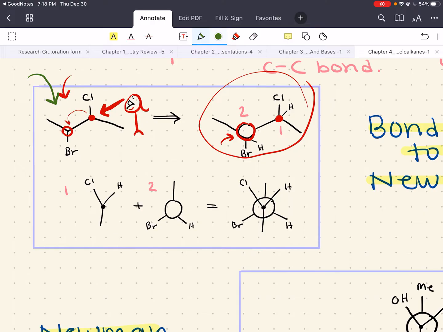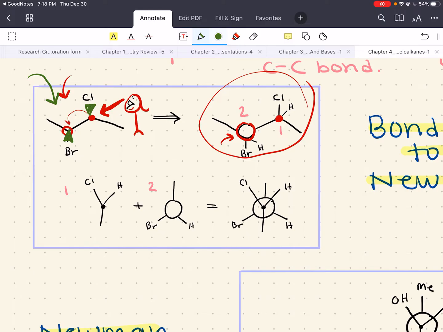I'm going to give this chlorine a wedge, and I'm going to give this bromine also a wedge. Let me draw that. It's not showing up. One second. Oh, there we go. I'm going to give both of them a wedge.